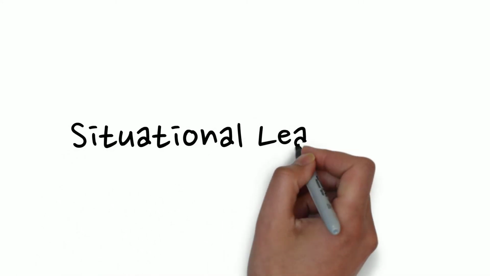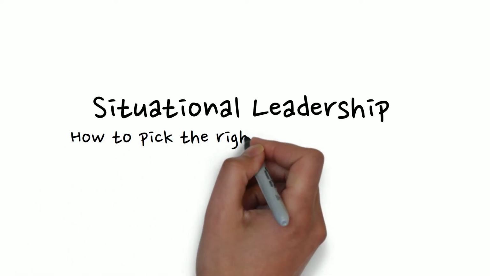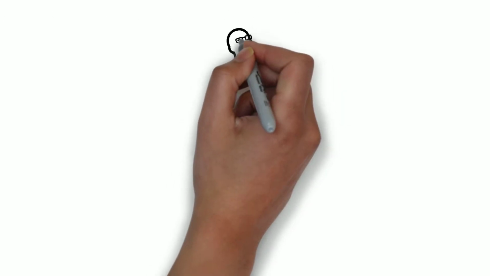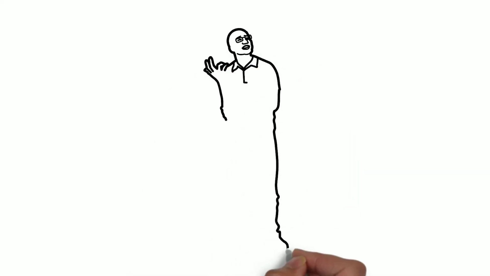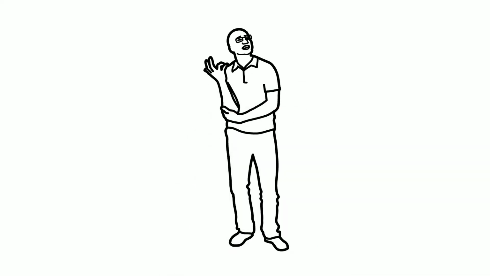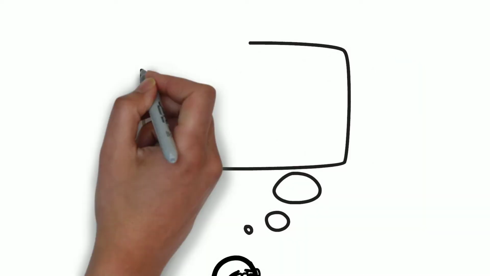Situational leadership, or how to pick the right management style. To be a good leader, you need to know how to vary your leadership style depending upon the circumstances. For example, leading in a crisis requires a different approach to managing everyday circumstances. Therefore, as a leader, you need to adapt your style accordingly. This is called situational leadership.